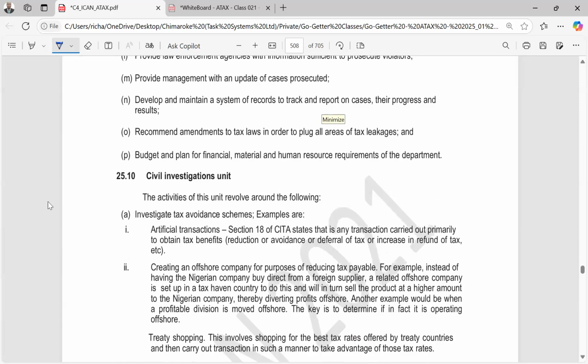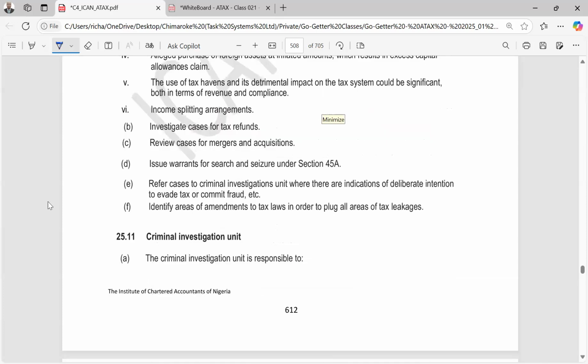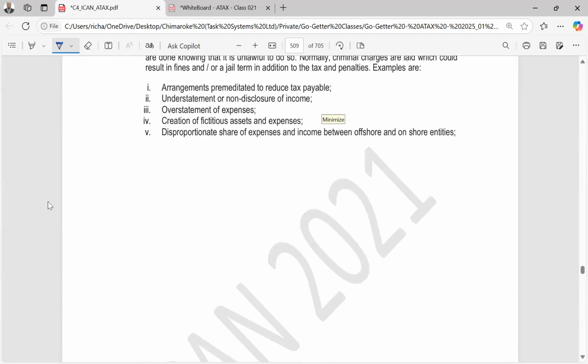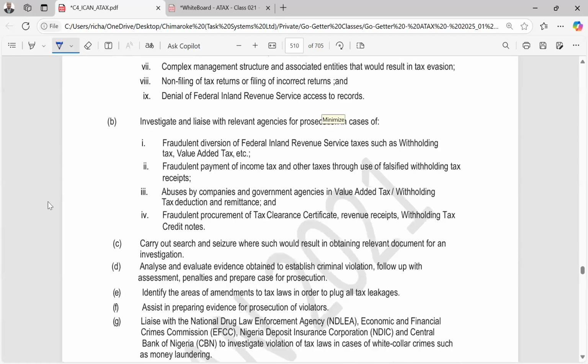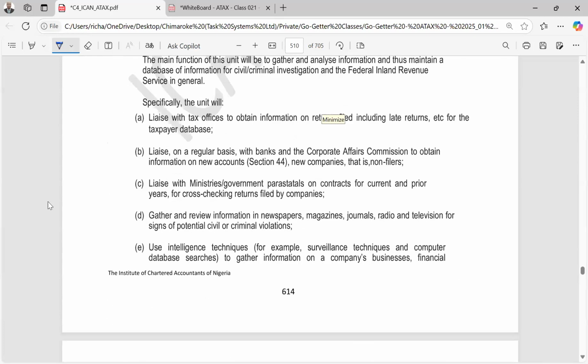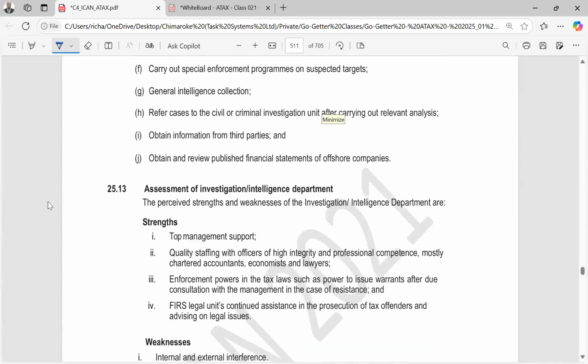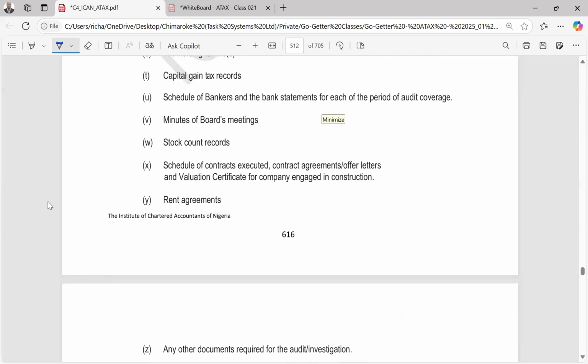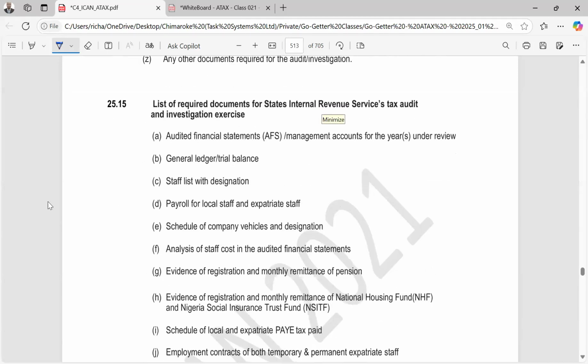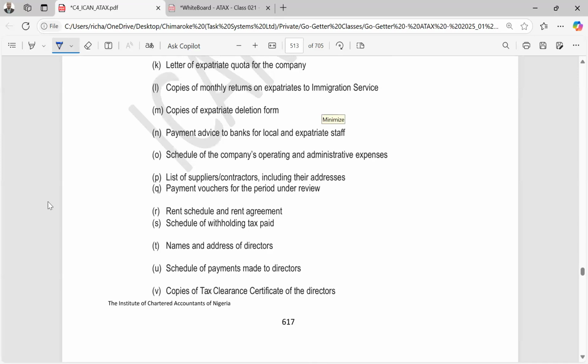So these are some of the things that will be coming out in your examination, which is what I've just discussed with you. The relevant items that will come out in the examination. Okay. Let me see something here at the end.